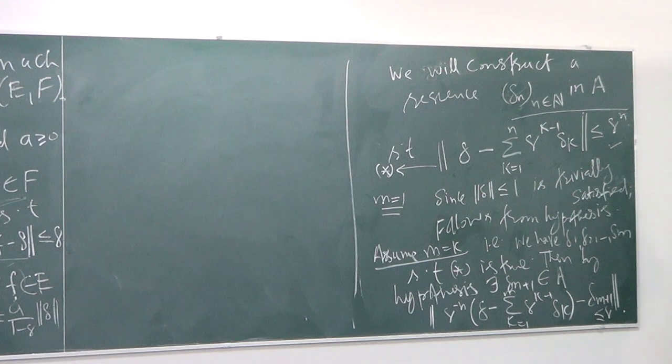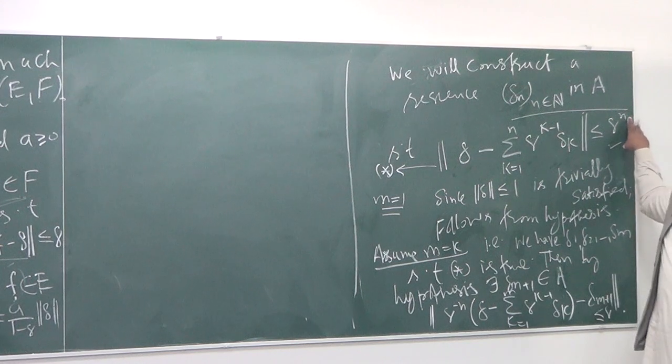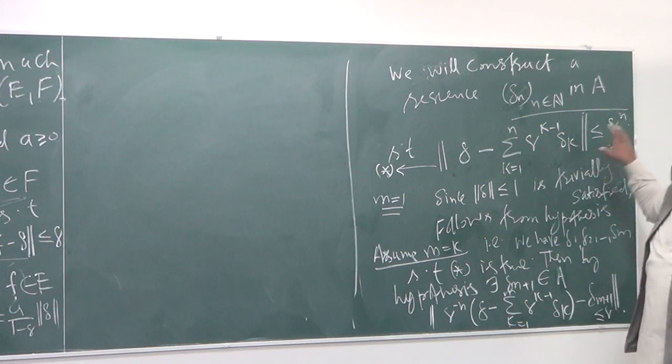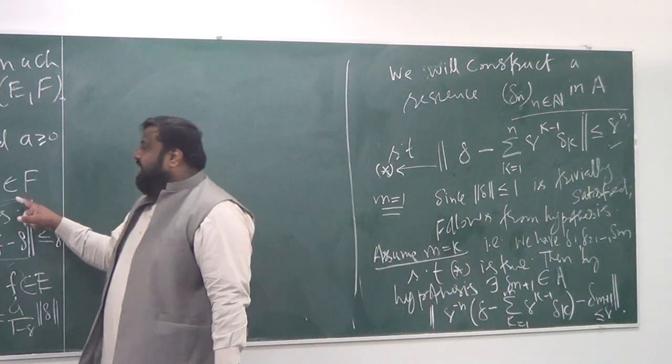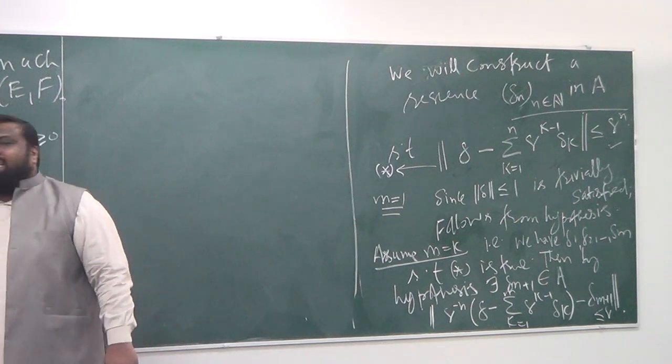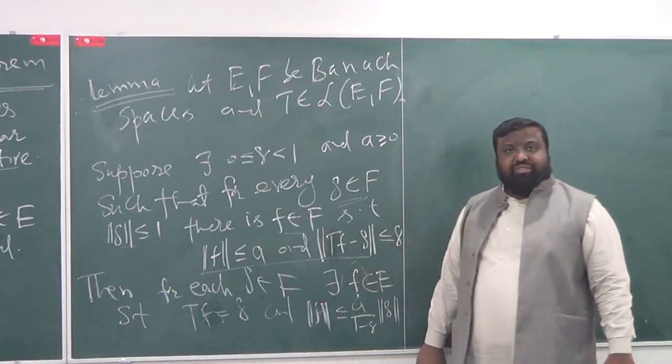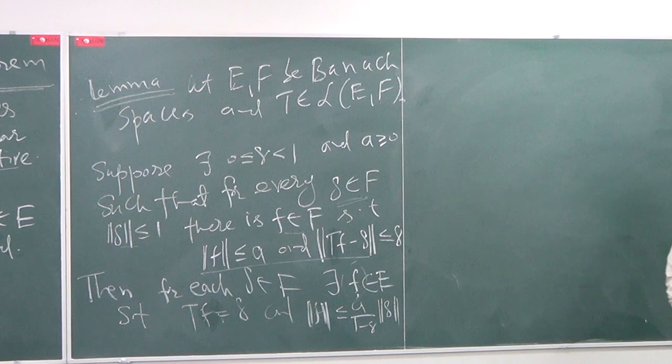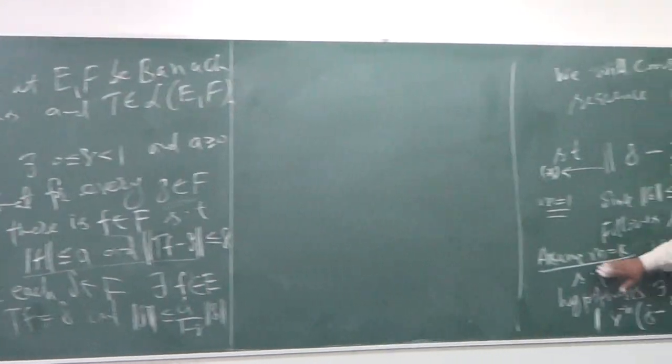And I would like to prove this for m equal to k. So I assume this for m equal to k. In other words, this inequality is true for m equal to k. Alright. So if this is true, what does it mean? Think about it. For m equal to k, this inequality is true. Alright? I would like to use the hypothesis. What is my hypothesis saying to me? The hypothesis is saying, give me some g from F whose norm is less than or equal to 1, and I'm going to give you an f for which this is true. Okay? And I'm saying that for m equal to k, this is true.